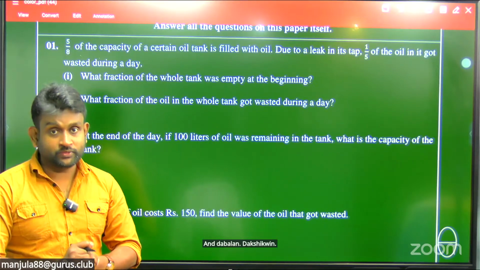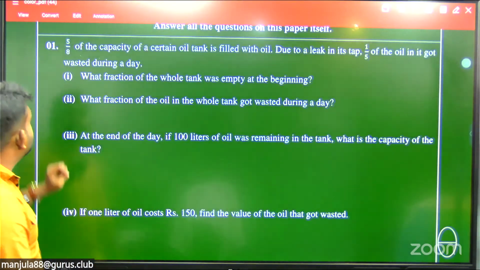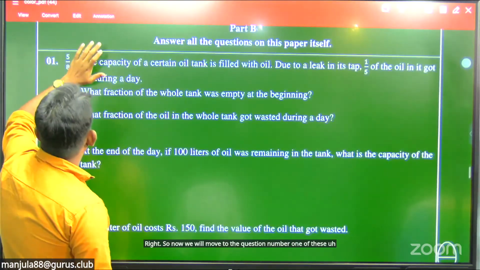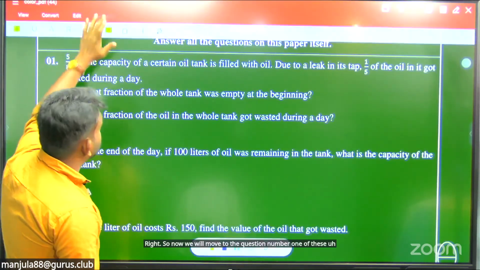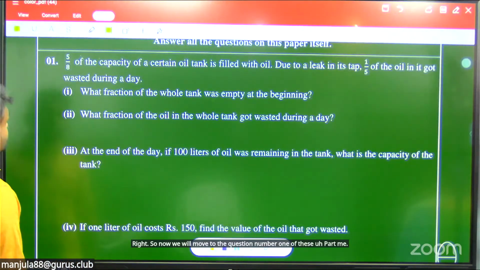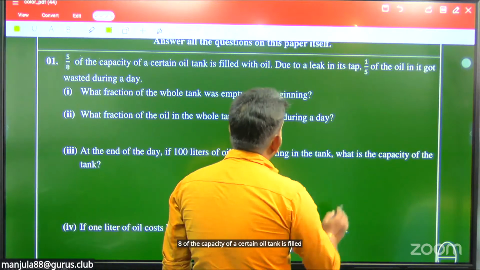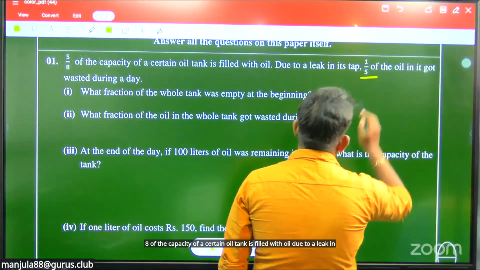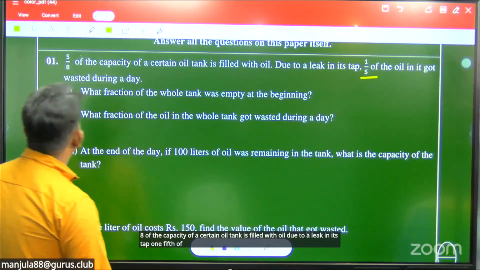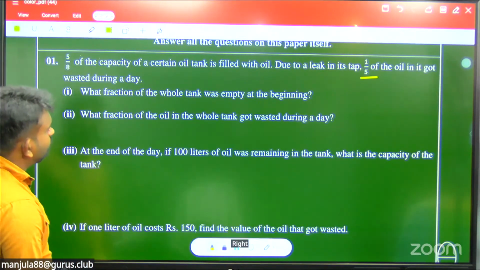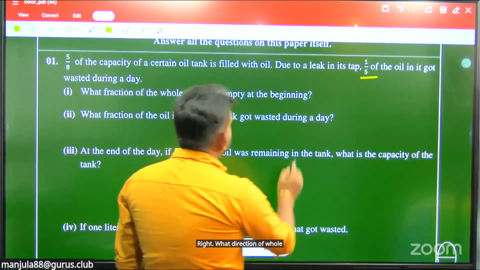So now we will move to question number 1 of this part B. 5/8 of the capacity of a certain oil tank is filled with oil. Due to a leak in its tap, 1/5 of the oil in it got wasted during a day. What fraction of the whole tank was empty at the beginning?